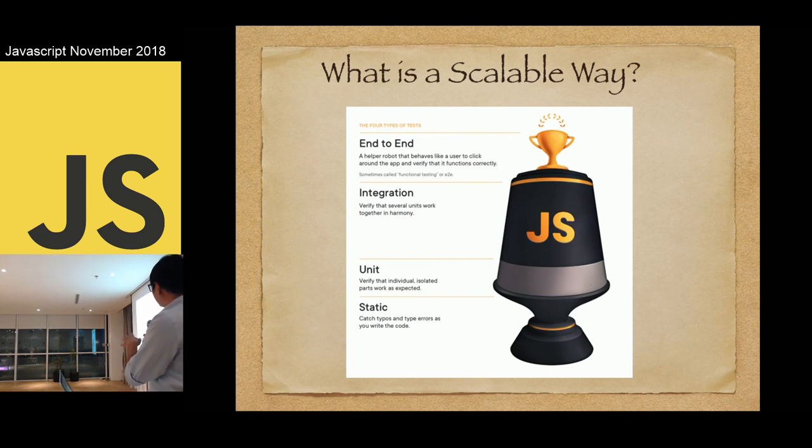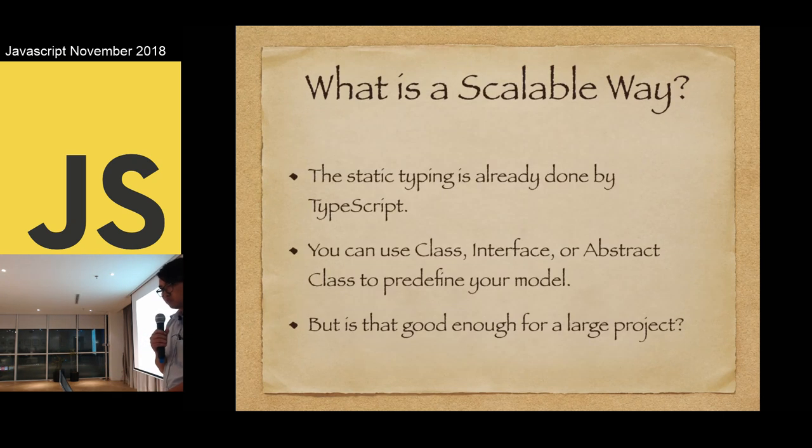He proposed 4 kinds of testing that can make your project testable and scalable. First is static. This is the basic. You have to go from the bottom to the top: static, then unit testing, integration testing, and end-to-end testing. I think all of you have heard about this, but I want to share my experience here about the static, unit, and end-to-end tests.